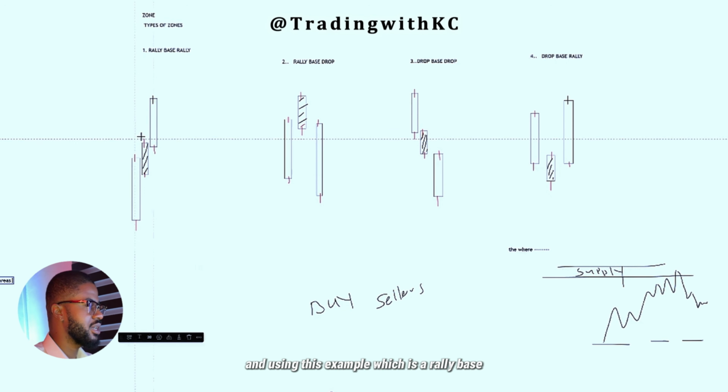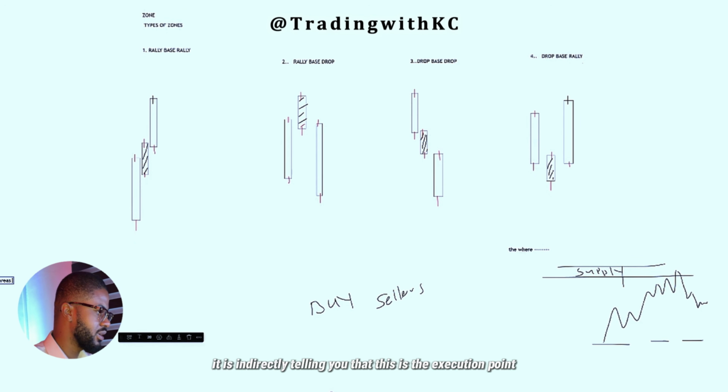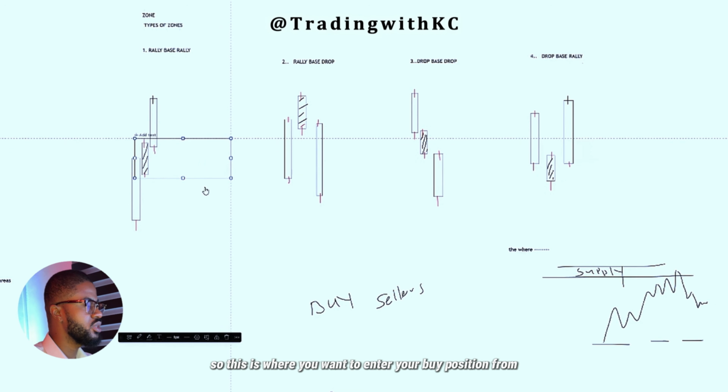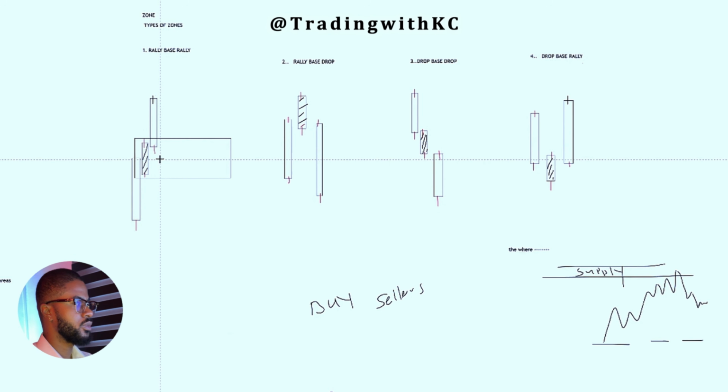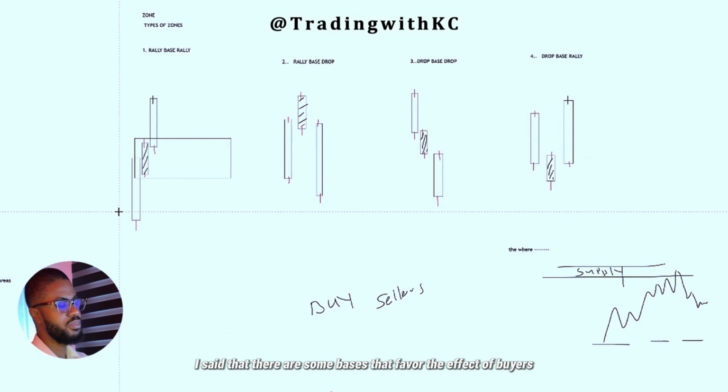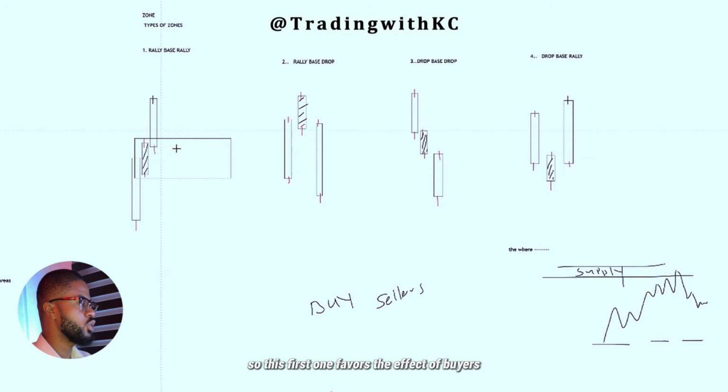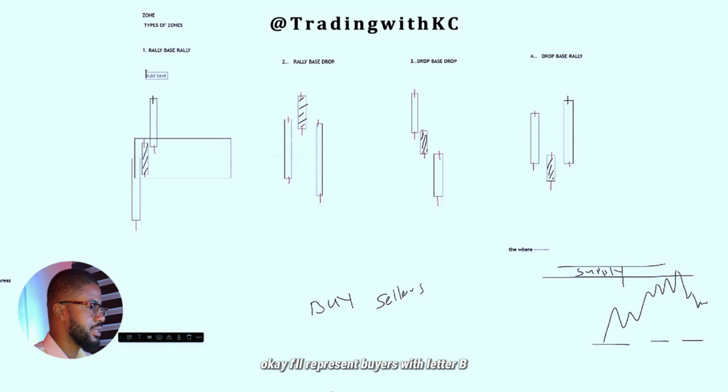Using this example, which is the rally-base-rally, this base here is indirectly telling you that this is the execution point. So this is where you want to enter your buy position from. Remember, I said that there are some bases that favor the effect of buyers, and there are also some bases that favor the effect of sellers. So this first one favors the effect of buyers. So I'm going to put the X there. Okay, I'll represent buyers with the letter B.